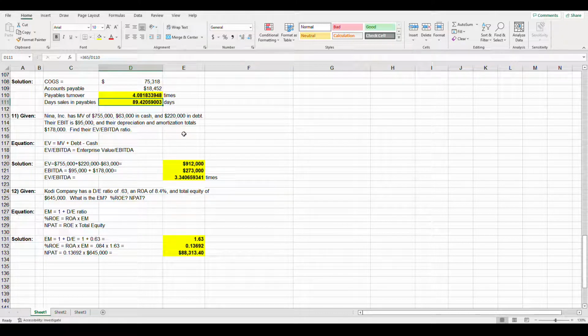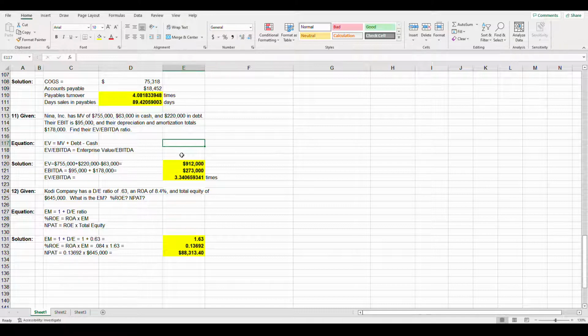Number 11, Nina Inc. has market value of $755,000, $63,000 in cash, and $220,000 in debt. Their EBIT is $95,000. Their depreciation and amortization totals $178,000. Find their enterprise value to EBITDA ratio. The equation is, enterprise value is equal to market value of the shares plus debt minus cash. Sometimes they add in preferred stock value also. In this case, we're not going to do that.